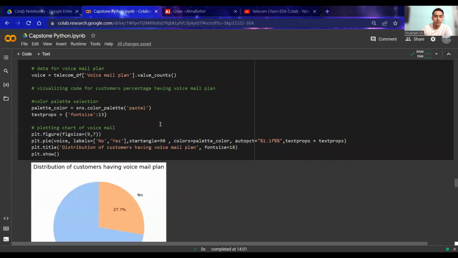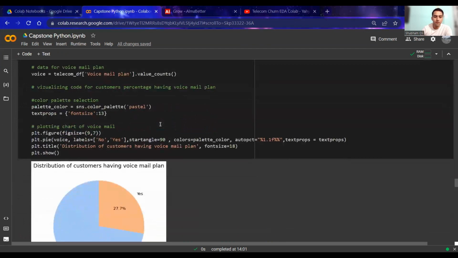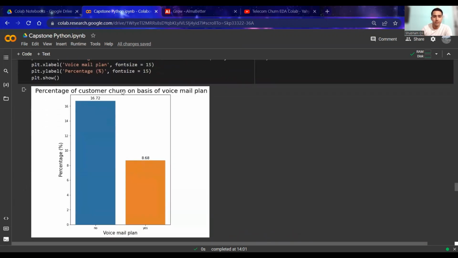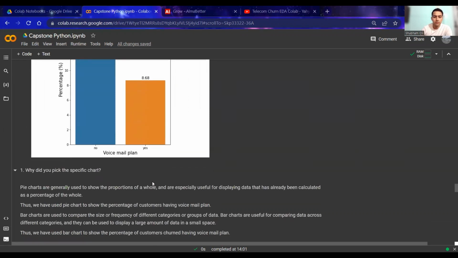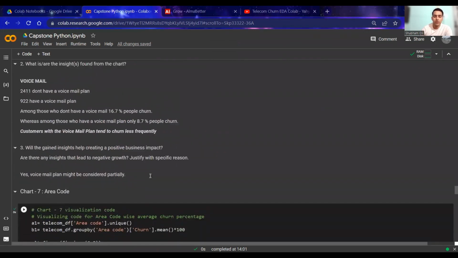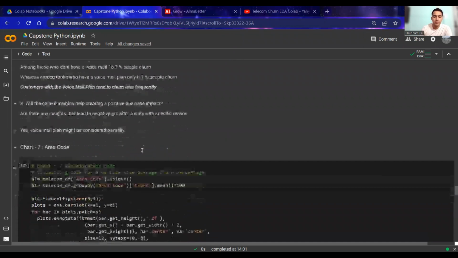Next, we will take a look at the voicemail plan. First we will plot a distribution of voicemail customers. We can see that 27.7% have opted for the voicemail plan. We will plot the percentage of customer churn on the basis of the voicemail plan. We see that 8.68% of customers with the voicemail plan have churned, which is very low. These insights from the voicemail plan can be considered partially.